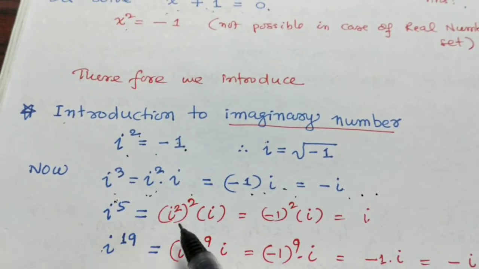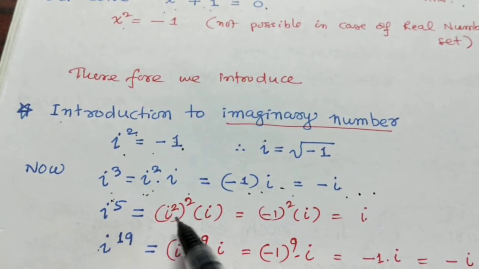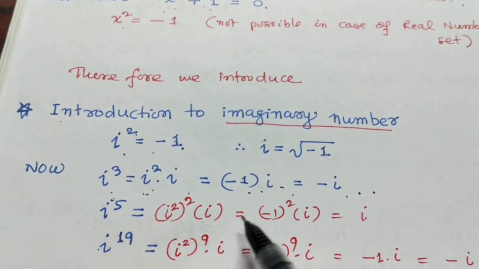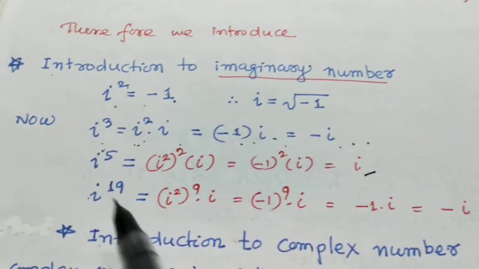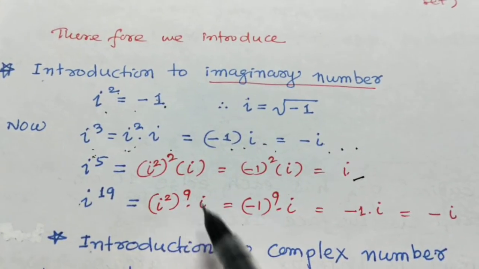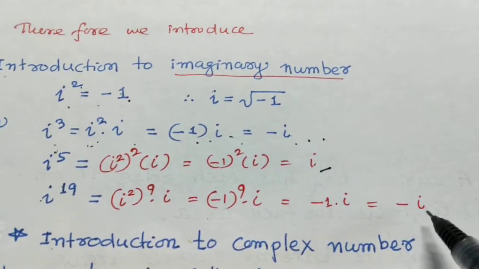Eta to the power 5: eta square squared becomes minus 1 squared, then it will be positive. So eta to the power 5 is eta eventually. Similarly, eta to the power 19, you can also calculate like this to get minus eta.